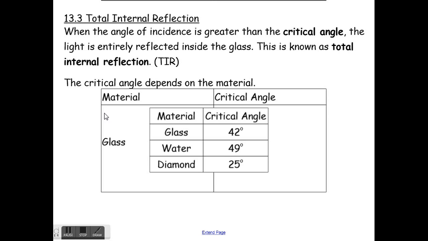So when all of the light is reflected, that's total internal reflection. And the critical angle depends on the material. So I have three here, glass, water, and diamond. So glass, the critical angle is about 42 degrees. Water, it is about 49 degrees. And a diamond, about 25 degrees. Okay, so any incidence angle greater than these in those materials, all of the light is reflected inside. No light is refracted. Okay?